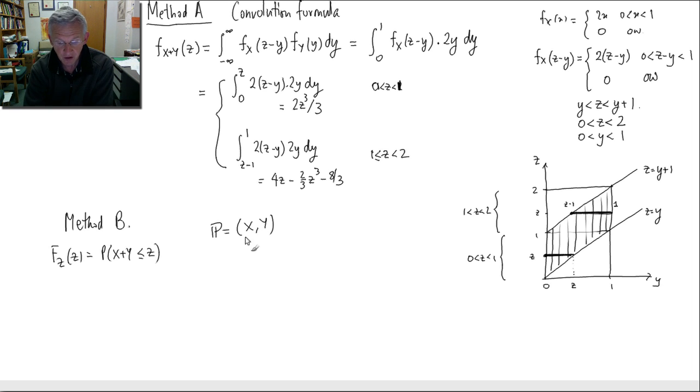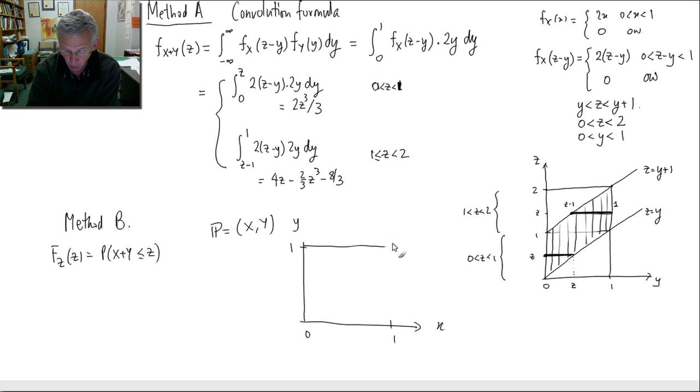So here I have a random point in the plane. X is the x coordinate and y is the y coordinate, and I'm referring to it as a P with a double line, which is reminding me that it's a two-dimensional random variable. So if I do a graph of this, x is going to vary between 0 and 1, and y is going to vary between 0 and 1, and they're independent, so I'm going to get a point in the unit square.